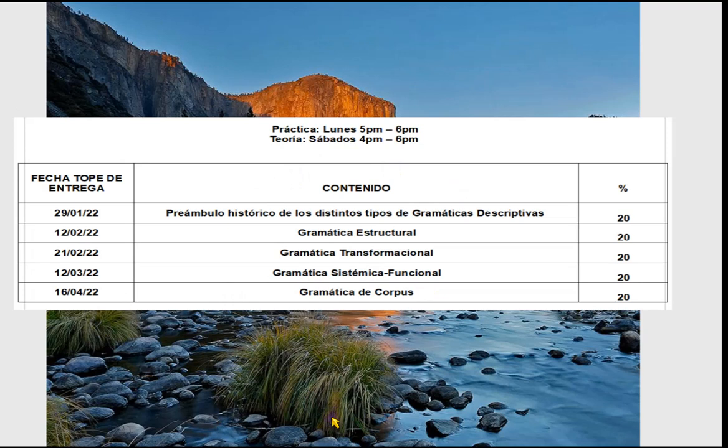Remember, this is the content. This is the schedule for our meetings. So this first part, yes, it says "de las gramáticas descriptivas". We were going to talk about these three, but as I mentioned, I only included structural and systemic functional. I will just mention something brief about transformational grammar.